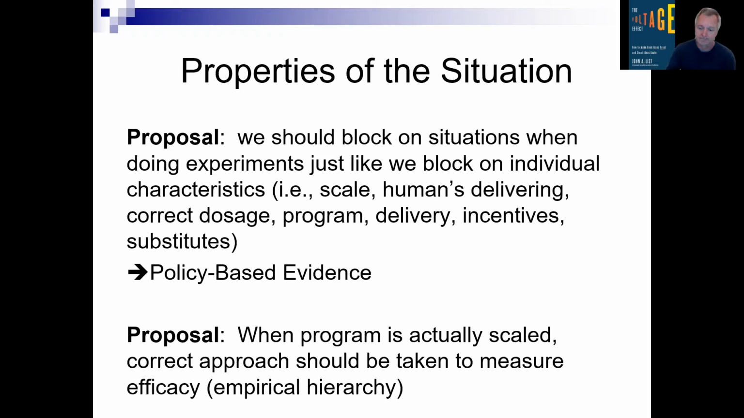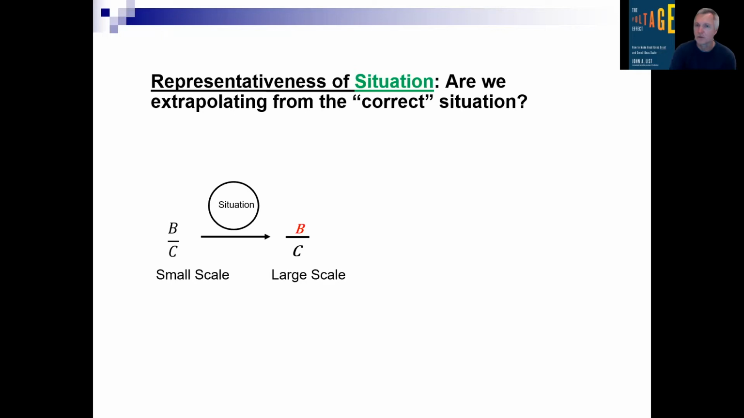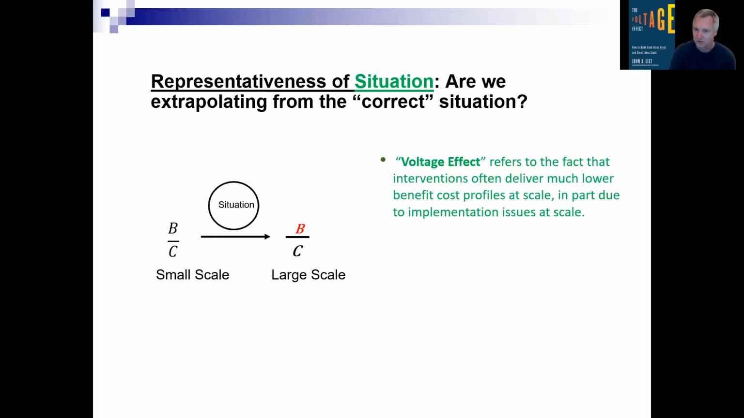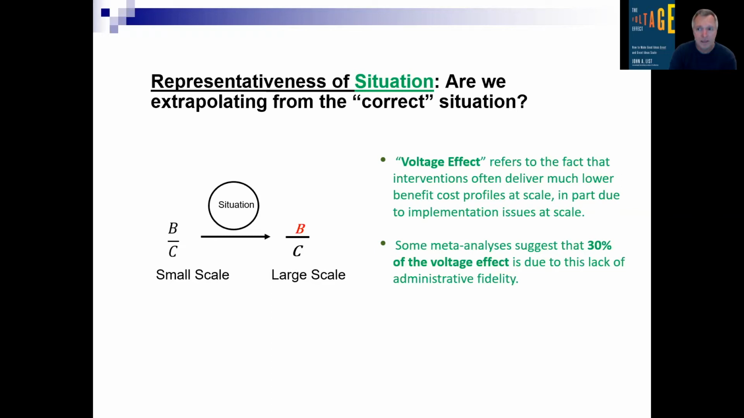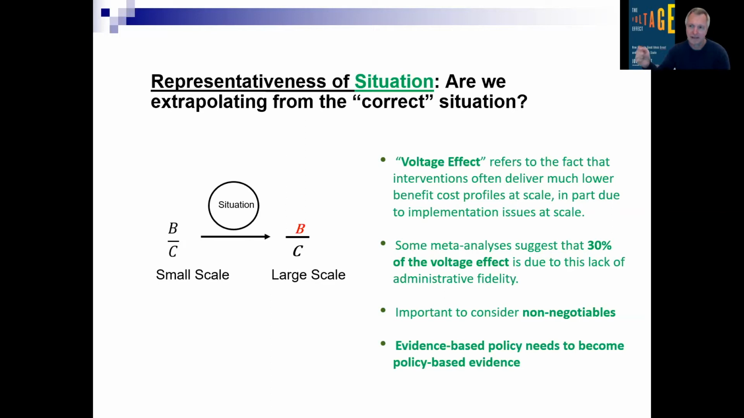So in our schematic, what we have here is you have situational features that change. This is an important part of the voltage effect because you change the elements of the situation. There are some meta-analyses that suggest that 30% of the voltage effect is simply due to administrative fidelity. And that's why I went through ways to think about and tackle the fidelity issue. But now you can see, well, what do we need to stay faithful to? These are the non-negotiables. And then that's what leads to my takeaway message for you here, that we need to be thinking about this problem in a reverse way of what we usually think about it. Think about it as policy-based evidence.